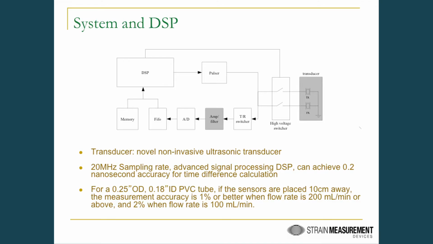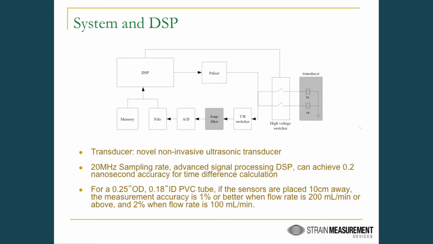Just briefly, system architecture and signal processing. The digital signal processor, DSP, is the brains of the system. It contains the clock, which controls all the functions, the signal conditioning, and calculates the flow velocity. The pulsar sends out a 15-volt square wave pulse first to the upstream transducer and then to the downstream transducer, and that's switched by the high voltage switcher.